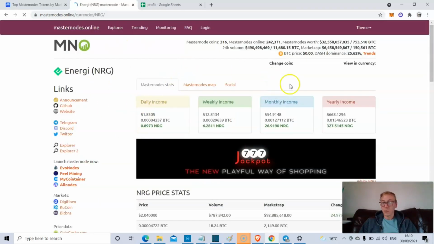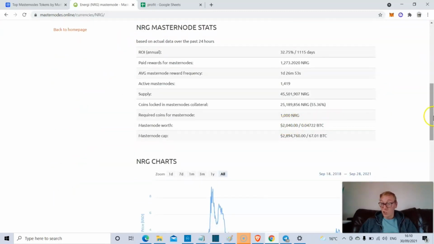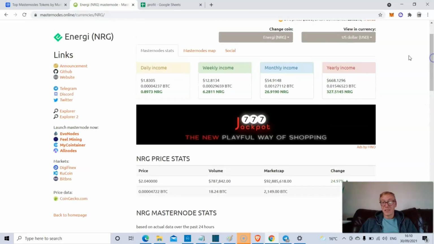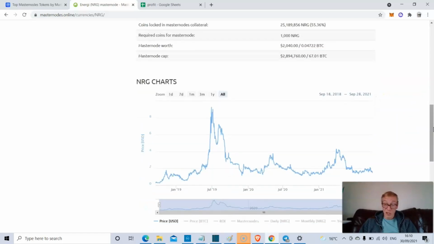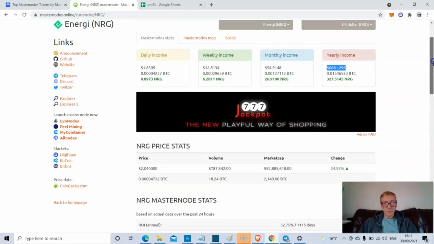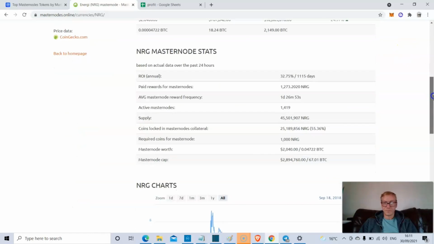Energy is an interesting one. I quite like Energy as a crypto. The masternode is worth about $2,000, and the daily income is not great, but across a year you're getting $668, and your actual masternode is worth $2,000. So effectively, you're earning about 33% interest across the year. And during the month of April, it spiked to around $4. So even running the same stats, the current price for Energy is, what is it?